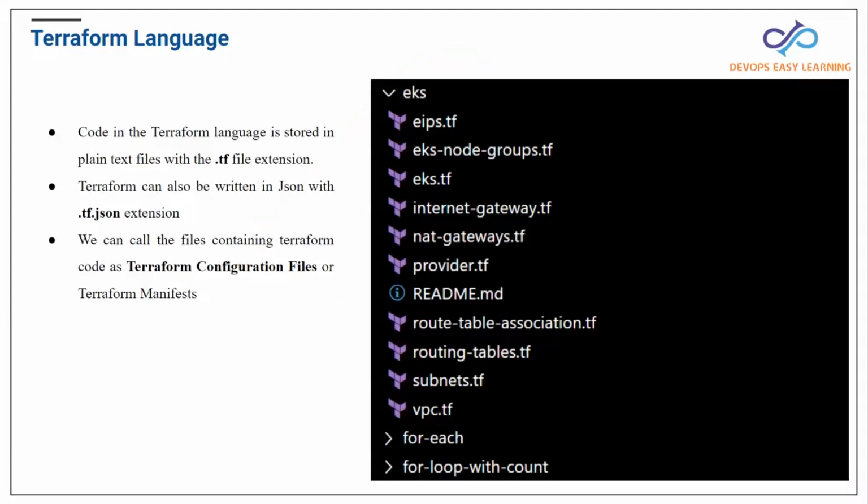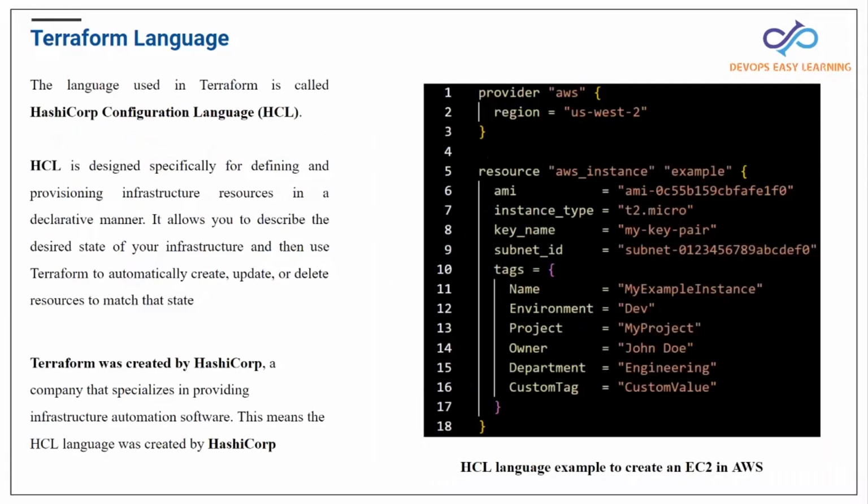Today we'll be going through Terraform configuration language. Terraform code is basically stored in plain text, right? The extension is .tf, and it can also be .tf.json if you want to write your Terraform code in JSON, because Terraform also supports JSON. Terraform was created by HashiCorp, and the language that Terraform uses is called HCL, which is HashiCorp Configuration Language.